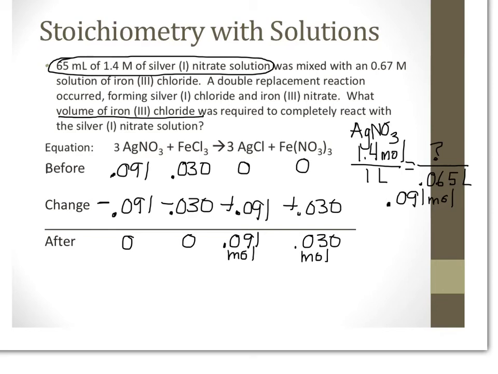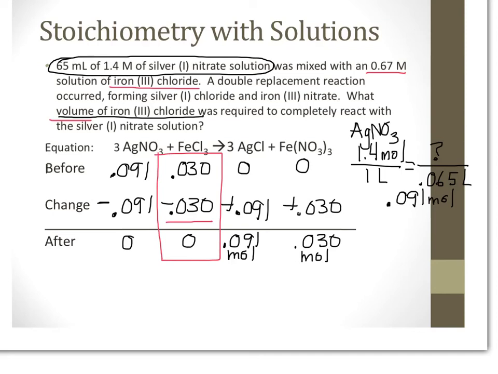Looking back to my problem to figure out what we want to know, volume of iron 3 chloride. So I find my iron 3 chloride, and that's where I'm going to focus my attention. We want to know how much was required to react. So that's this 0.030 moles here. But we want to know volume, not moles. Well, happily, we were given the molarity of the iron 3 chloride in our problem too.